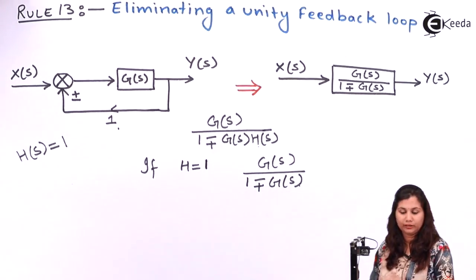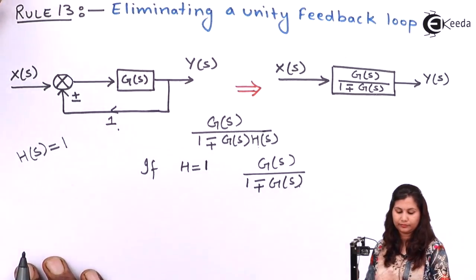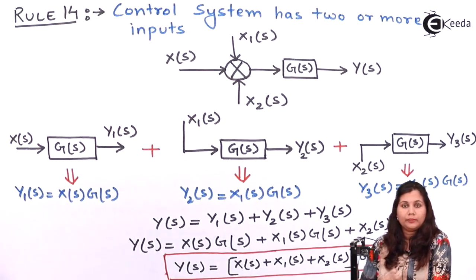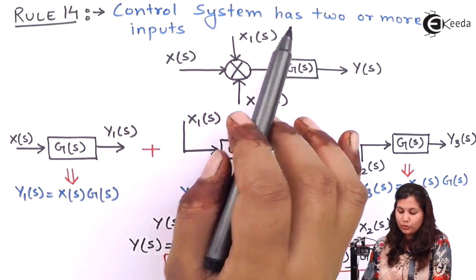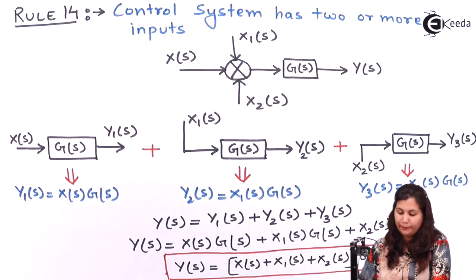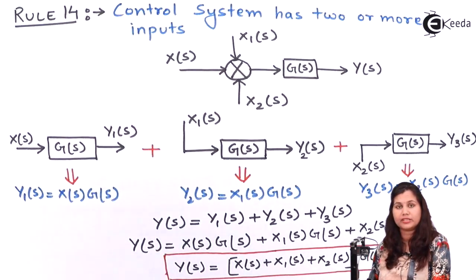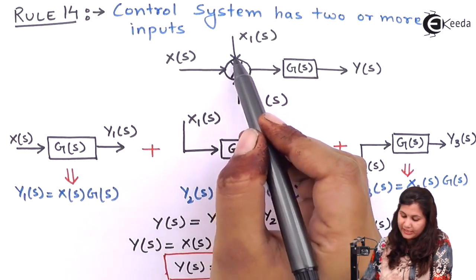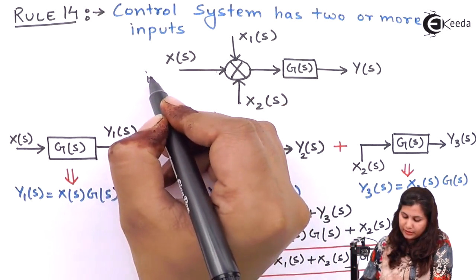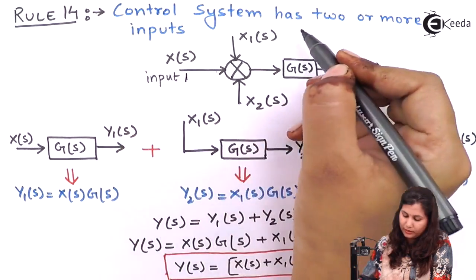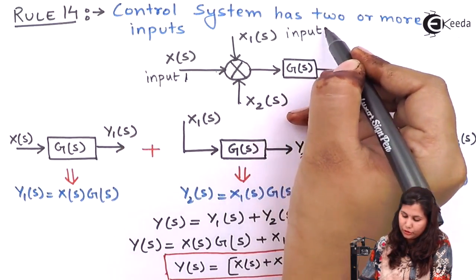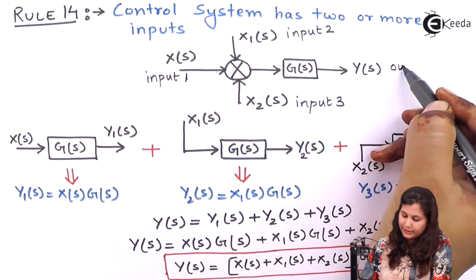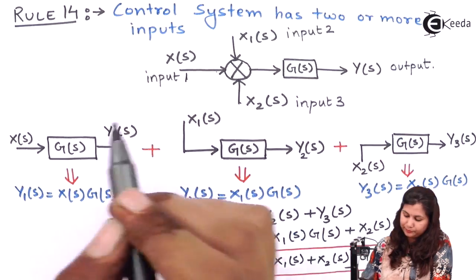Now rule number 14. Rule number 14 says how you can solve a block diagram if the control system has 2 or more inputs. Here we have a control system which has 3 inputs. This is input number 1, this is input number 2, and this is input number 3. And this is the output of the control system.